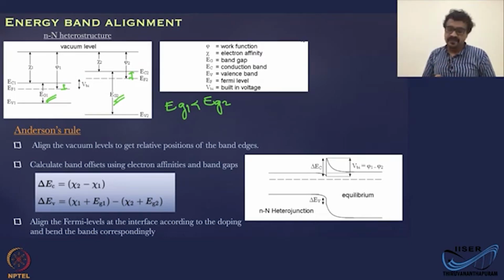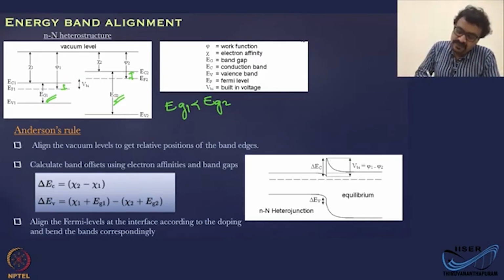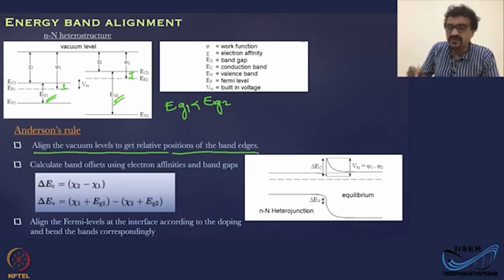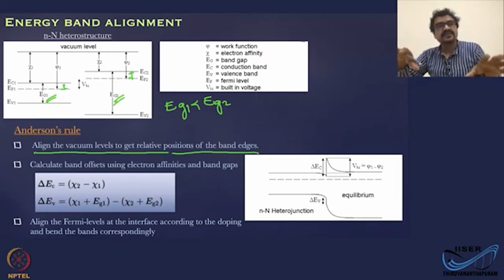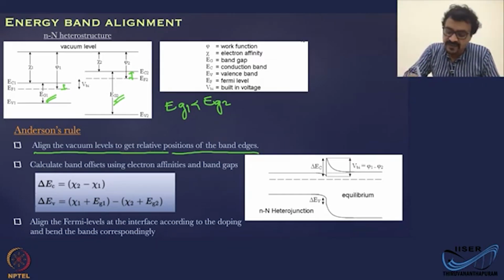Okay. So the Anderson rule says that the first thing you do is you align the vacuum levels, get the relative position of the band edges. So that is the first thing. So you have a vacuum level and you align the rest of the band edges, conduction band, valence band, and the Fermi level, everything with respect to that. So vacuum level is your reference. Vacuum level is somewhere here.